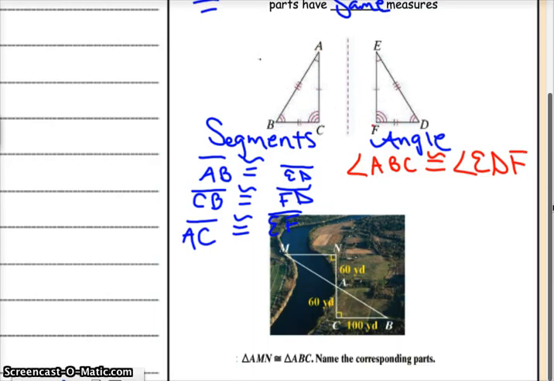Okay, so I got this one, I got B and D done. Now I'm going to do angle A, just for fun. It does not matter which ones you choose. So A is smushed between 2 line segments. I don't care which ones you choose. You can either go BAC or CAB.